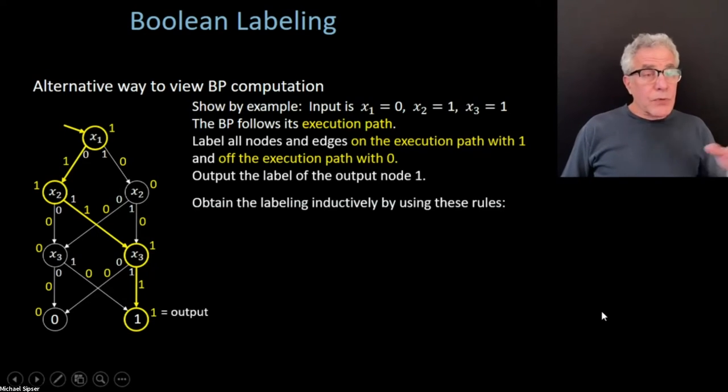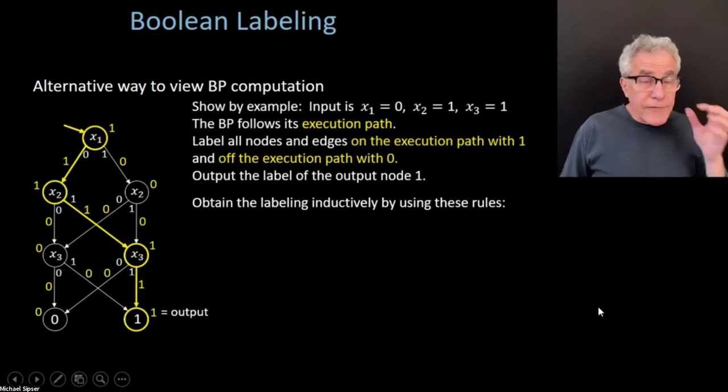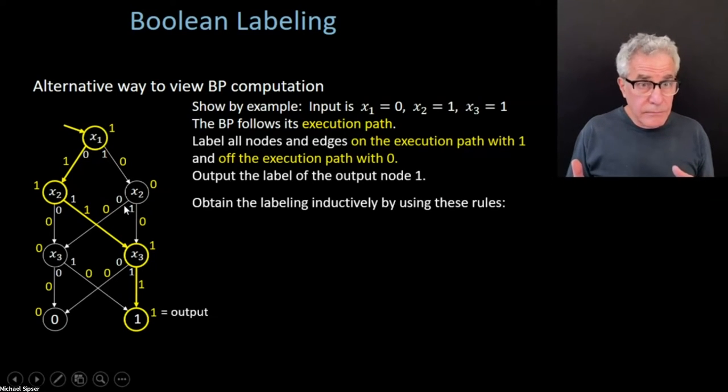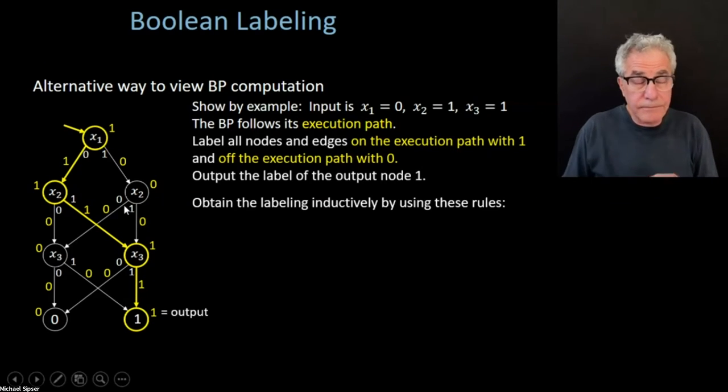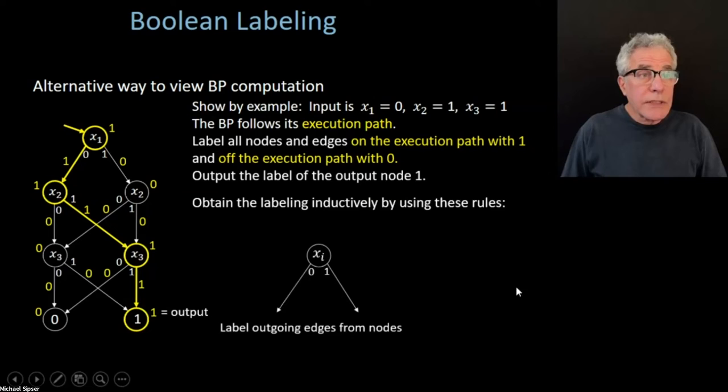All right, so let's describe a different way of defining this labeling without just looking at the path. But it's going to capture exactly the same thing. So we're going to say, if you've already labeled a node, I'll tell you how to label the two edges that emanate from that node.